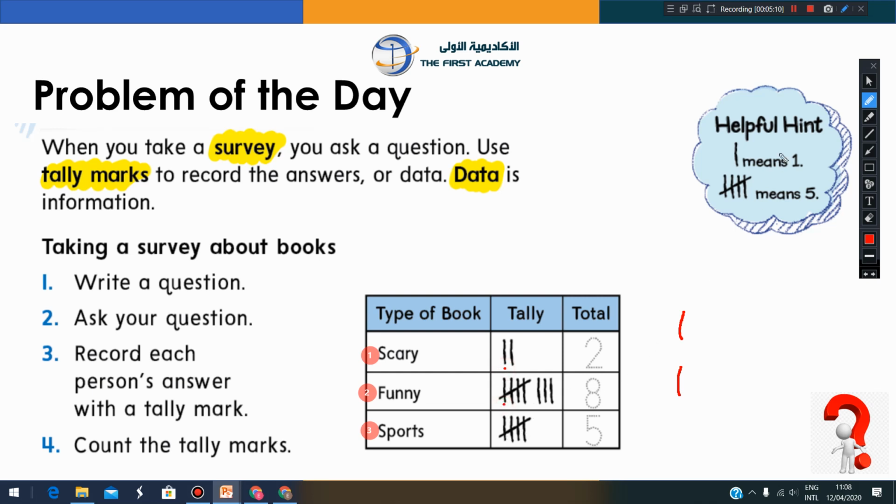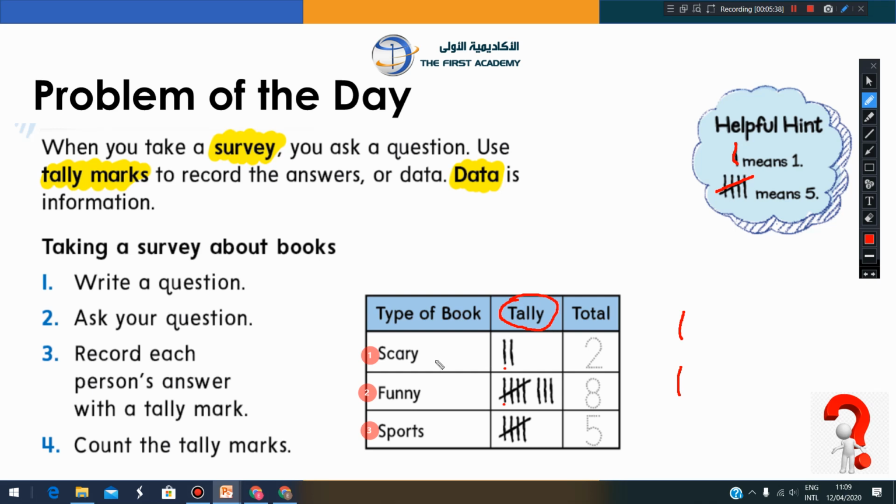Now, a tally mark means one. If you only do one tally mark, it means one. Once you reach five, you have to cross it. So it will be one, two, three, four, five, which means five. This is the way you count tally marks as you saw in the video. Once you finish collecting your data using tally marks, then you count them.